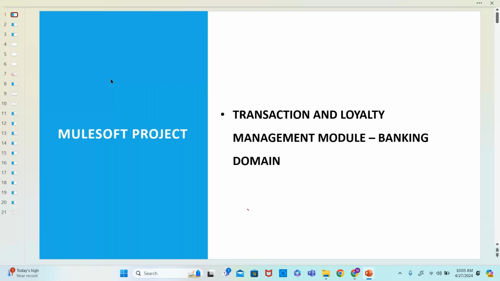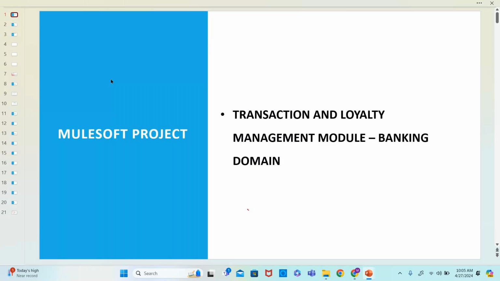Today, we will discuss a project on the implementation of MuleSoft. The project is the transaction and loyalty management module. It can come under the banking domain or the retail domain, because the same journey can be executed with the help of a credit card or a card which is given in the retail stores. Exactly, for that reason I'm saying that it can be used as a banking project or a retail project.